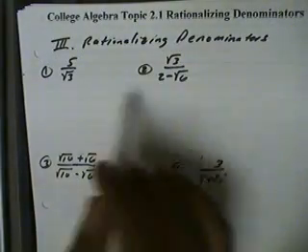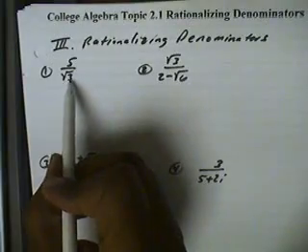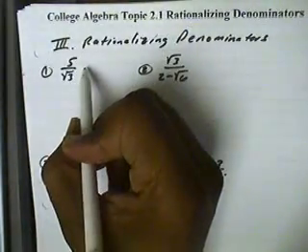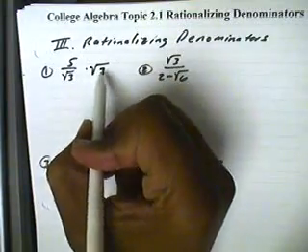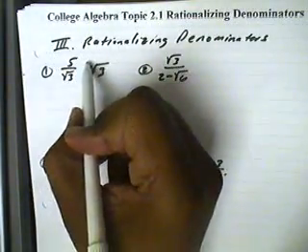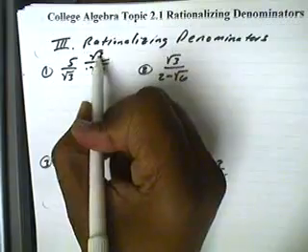We have roots here in each of these denominators. This root right here, you can get rid of by multiplying by the same root. So square root of 3 times square root of 3. Whatever you multiply in the denominator, you must also multiply in the numerator.